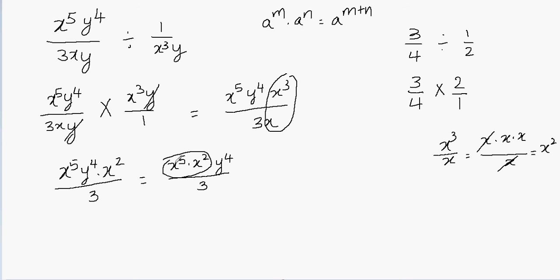So here I have the same problem. I have x to the 5th power times x squared. So I have the same base but different exponents. So I'll write the base first, and then we can add the exponents. So this will be 5 plus 2, which is equal to 7. So this will be x raised to the 7th power. So in place of x raised to the power 5 times x squared, we're going to write x to the 7th power times y to the 4th power over 3. And we cannot simplify this anymore. So this will be our final answer.